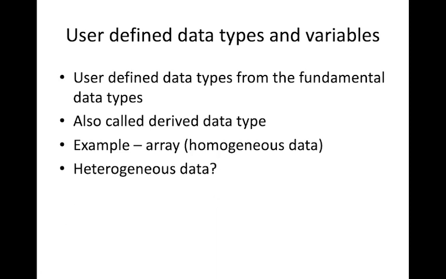So we can have heterogeneous data also. Heterogeneous data means a mix of data. If we want to store a character, a string, some floating numbers and also some integer numbers in a particular data type, it is also possible in C. If we want heterogeneous data, we can go for user defined data types. These user defined data types are formed from the fundamental data types like integer, character, etc. So structure is one kind of user defined data type.